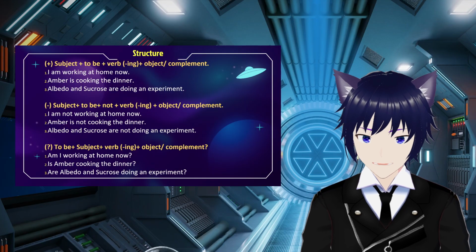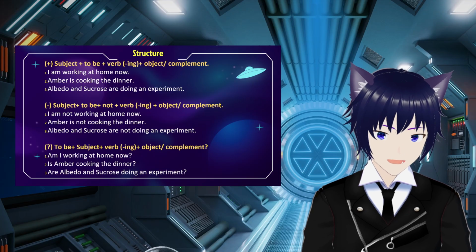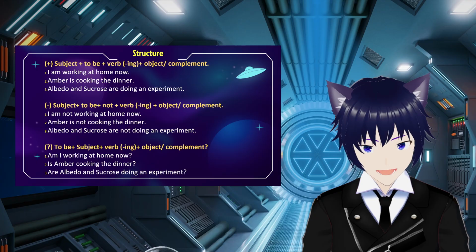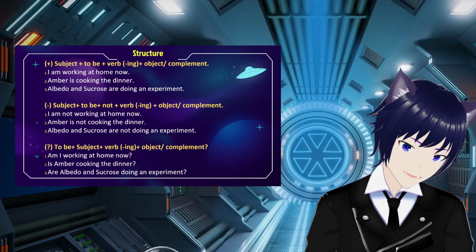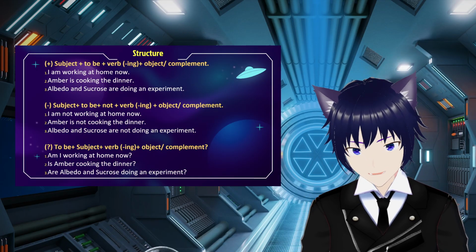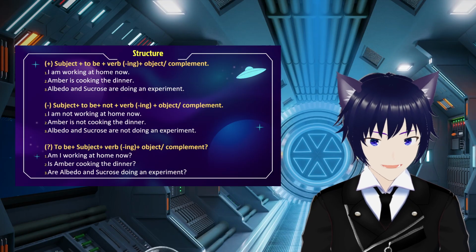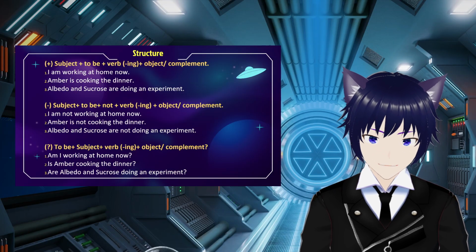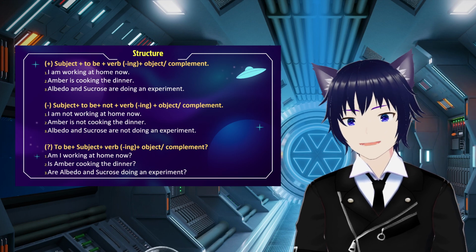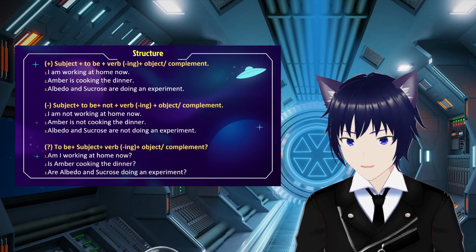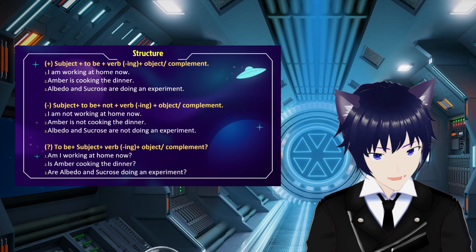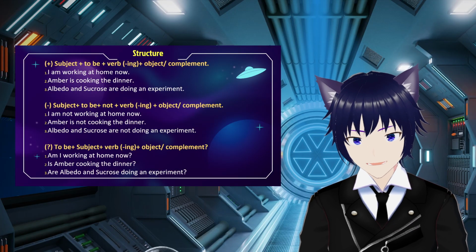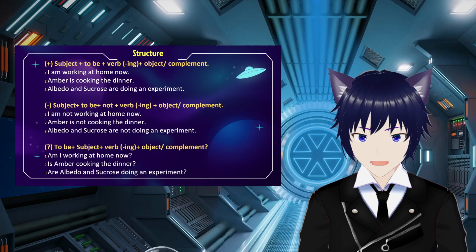For example, I am working at home now. Notice the subject here is I, and the to be should be am. Second one, Amber is cooking the dinner. Amber is a she. Therefore, the to be is. And then finally, Albedo and Sucrose are doing an experiment. Albedo and Sucrose can be replaced by the word they. So, they are.